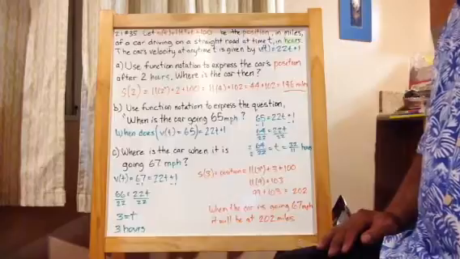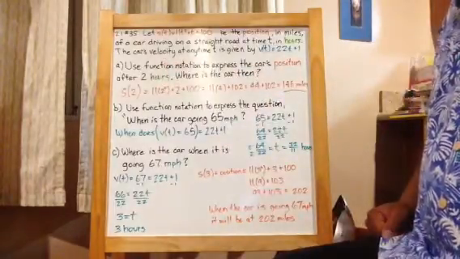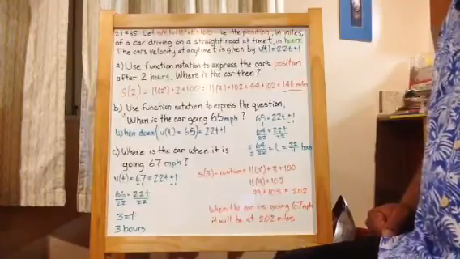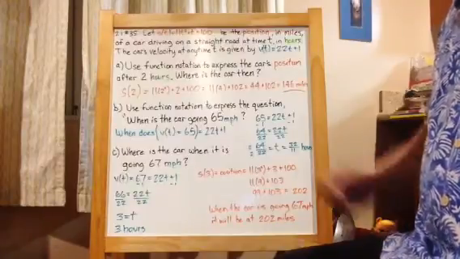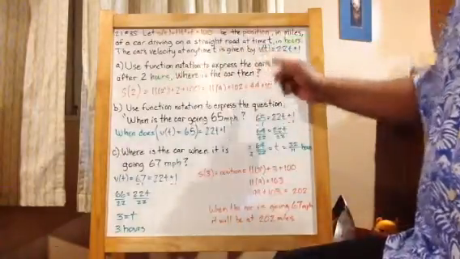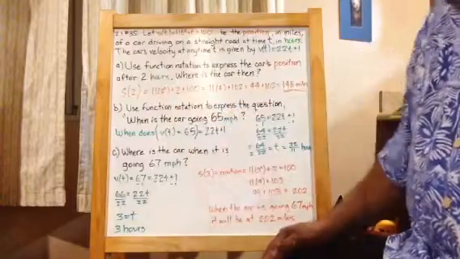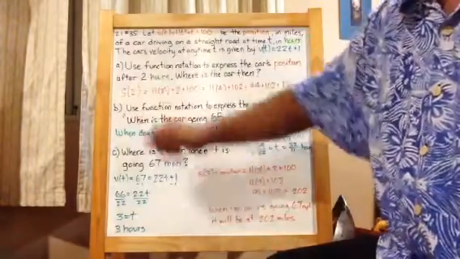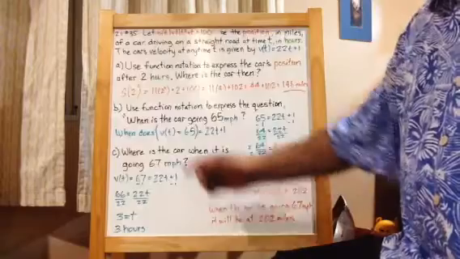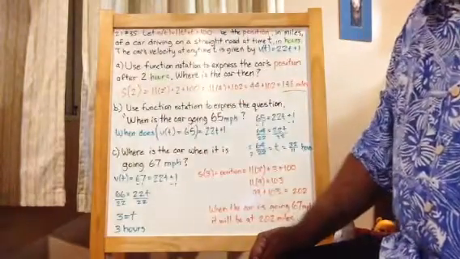So our first question says, use function notation to express the car's position after 2 hours. Where is the car then? So 2 hours, we know that t is time, and so it has to be an input. So s of 2 is our function notation, 2 being the input.